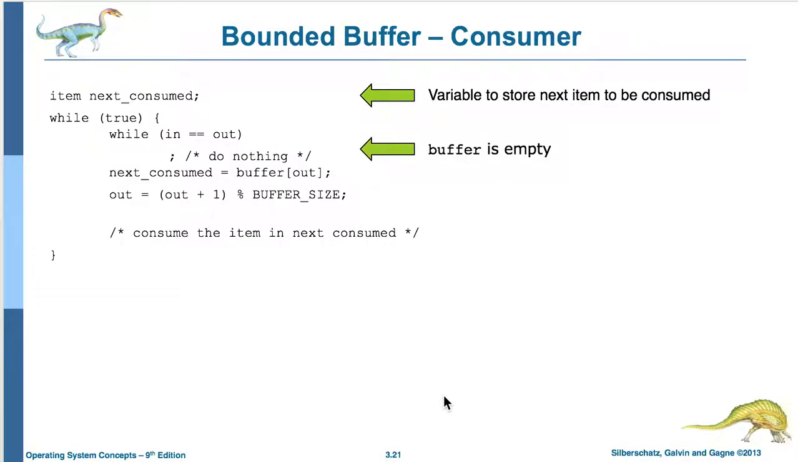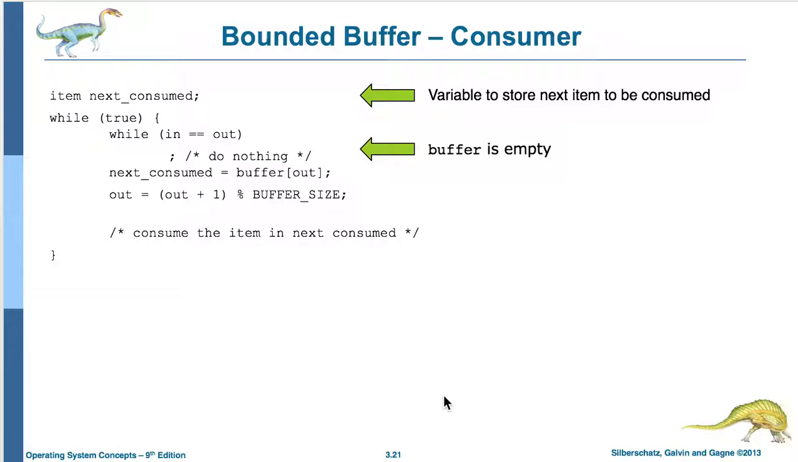Now let's look at the consumer. So the consumer's implementation here uses a variable which is still of type item, but the variable in this case is next consumed, which stores the next item to be consumed. And again, you run the while true loop there, and then while the buffer is empty, do nothing, because I'm the consumer. And I'm of course tapping into the same shared buffer, and I'm saying, hey, is there something there for me to consume? And oh, there's nothing because in is equal to out. So therefore the buffer is empty, and I'm not really going to do anything.